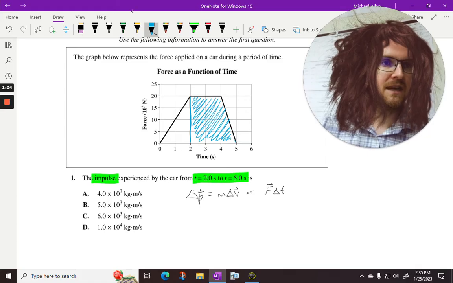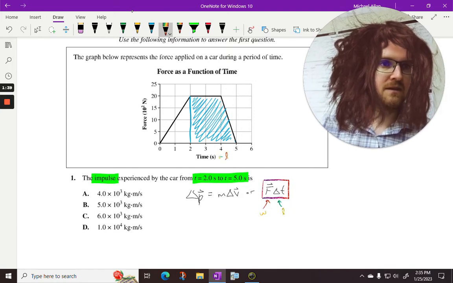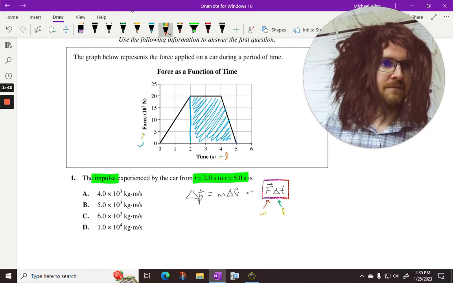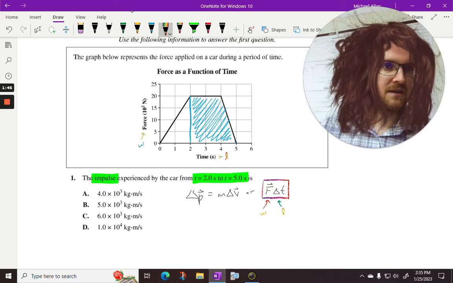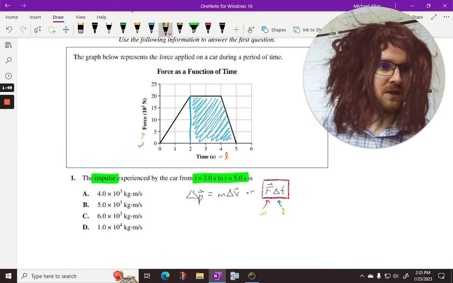And the reason I'm saying area is because the second formula, this force times time formula, is like our length times width. You can see up here, this is our length and this is our width. It's like length times width. So if I go length times width on a force-time diagram, I'm going to get my impulse.